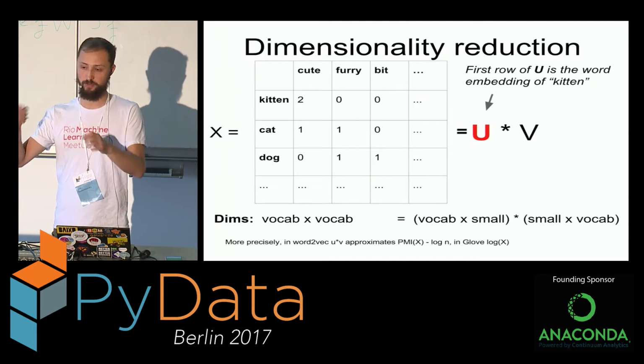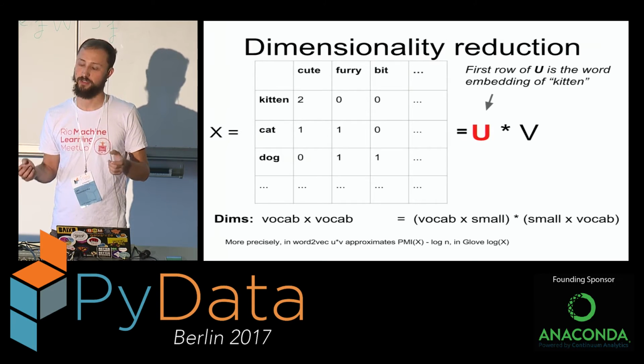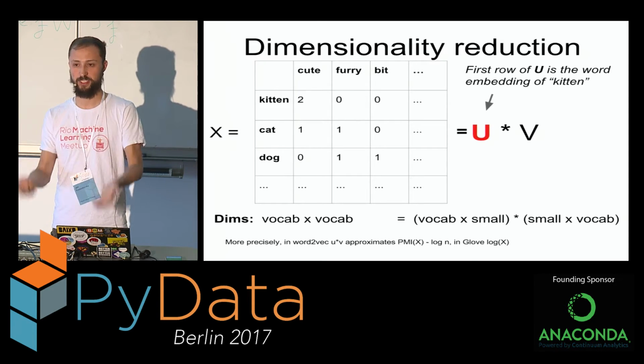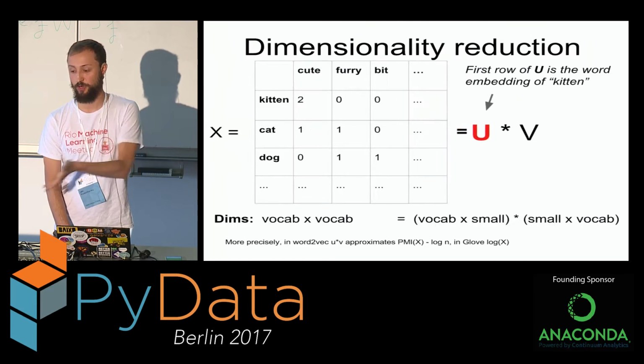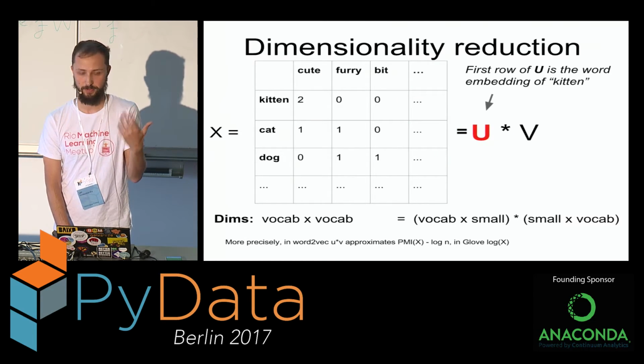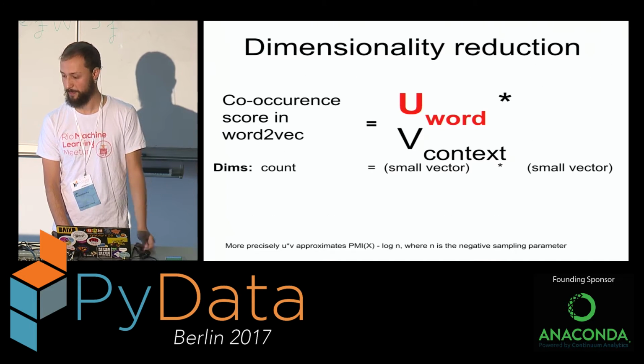Here my kitten and cute will be more similar than cat and cute, because they appear more times together, so they'll be more similar in the same context. So the similarity is basically the same as co-occurrence in this word2vec world. You can think about it that way.